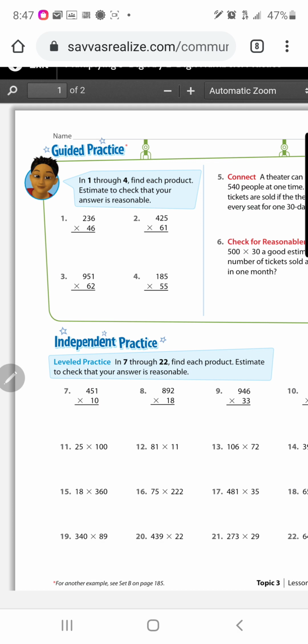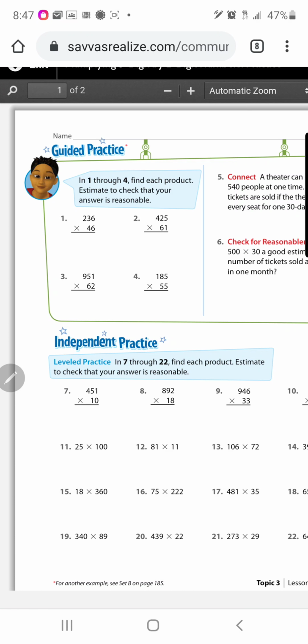Okay, guys, the purpose of this video is to go over the lesson that you had for homework yesterday titled How Do You Multiply Three-Digit Numbers by Two-Digit Numbers? And it goes from pages 106 all the way to 108, numbers 1 through 28, I believe. And we are going to get started.